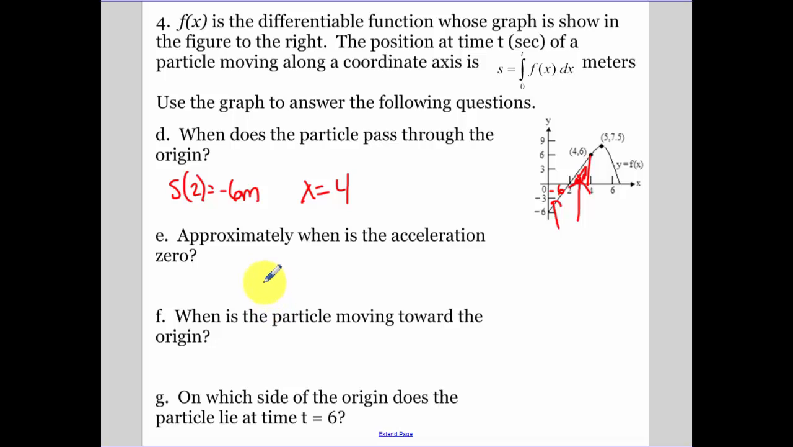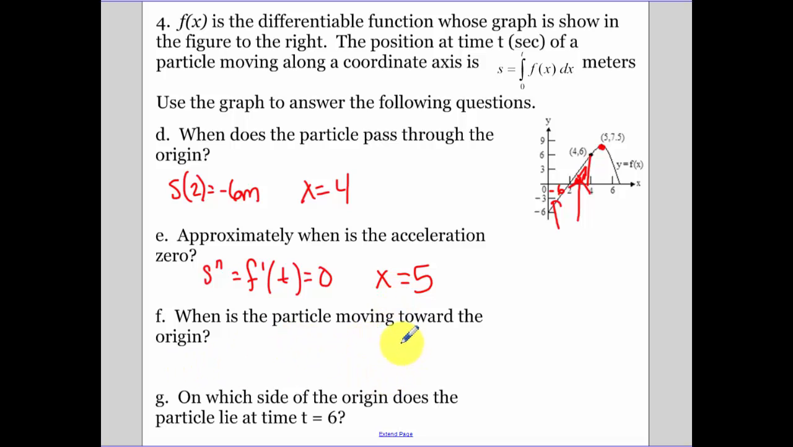Approximately when is the acceleration equal to 0? Okay, so we look at our second derivative, which is our first derivative of f of t. When does that equal 0? When does our derivative equal 0? The derivative of this function equals 0 when I have a maximum or a minimum, so that's at x equals 5.